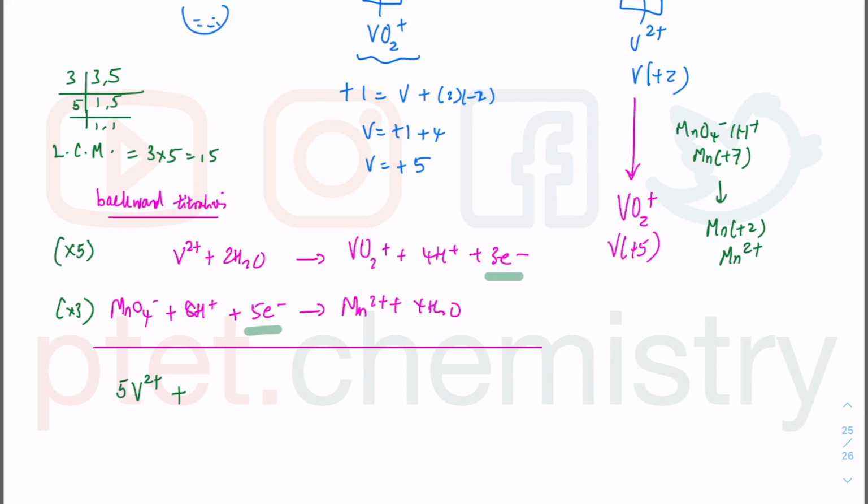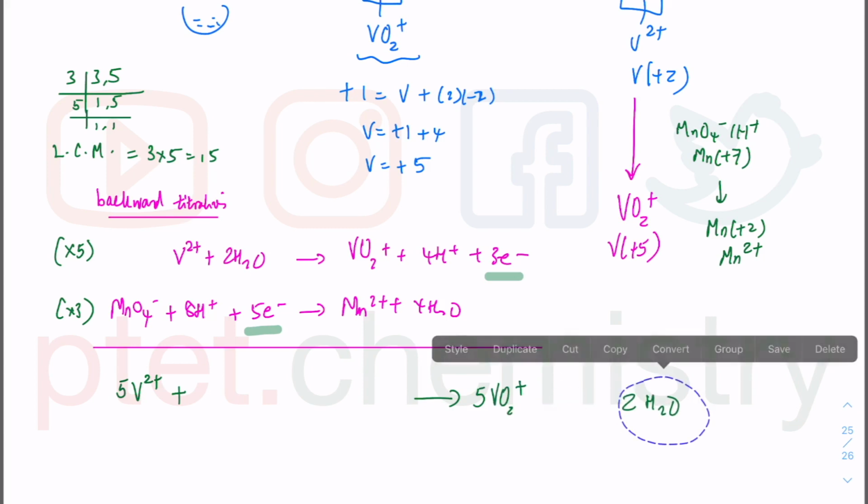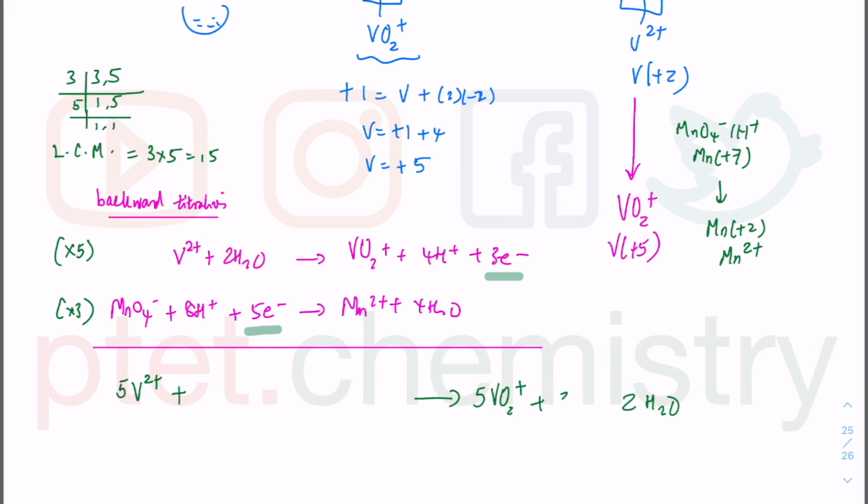I will have 5 times 2, which is 10H2O on the left. I will have 4 times 3, which is 12H2O on the right. So 10H2O on the left, 12H2O on the right will give me a net balance of 12 minus 10, which is 2H2O on the right hand side. I will get 5VO2+ on the right hand side as well. I will get 3 Mn2+ on the right hand side as well.